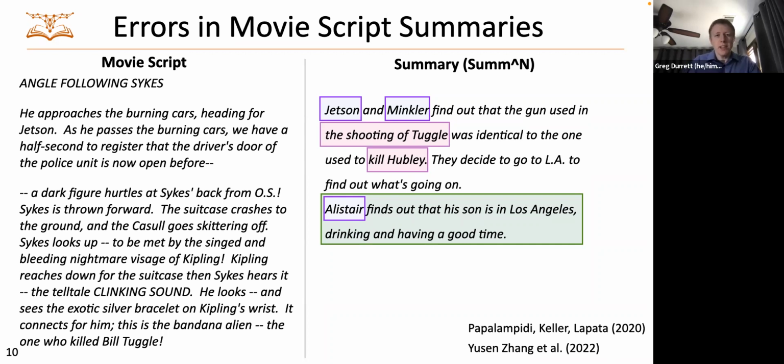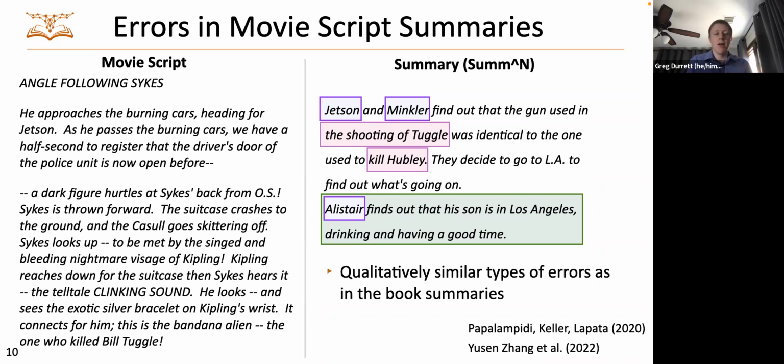So we see some of the same stuff, right? Actually, this is all fine, but we've got characters that are being dropped in with no preamble. We've got references to things like the shooting of Tuggle being referred to in this definite way that makes us think that, oh, okay, we should know what this is, but we don't. And then similarly, why is someone getting shot and then someone else is drinking and having a good time? Again, very abrupt.